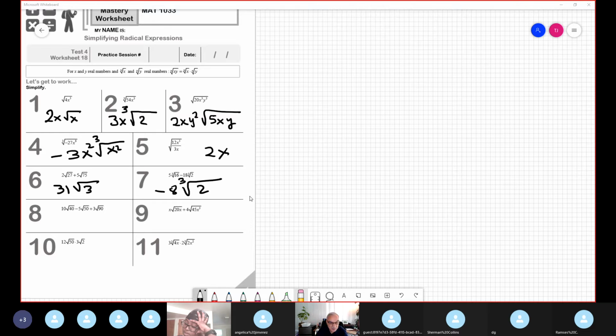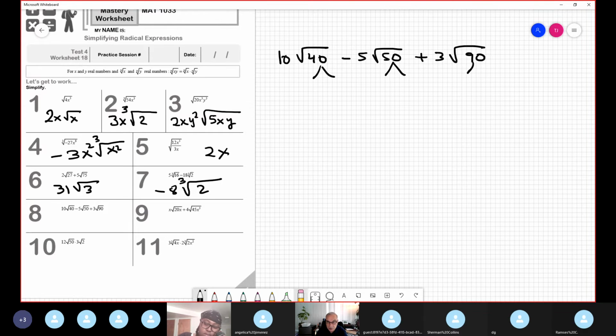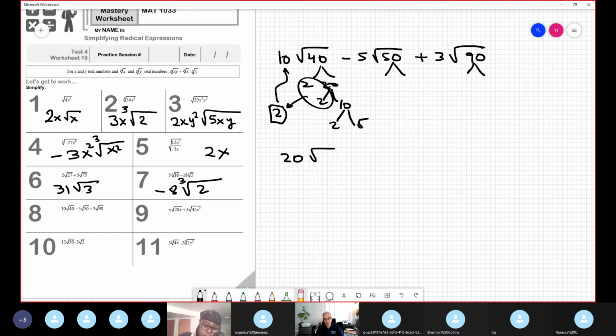Okay, let's do it. Number 8 is 10 square root of 40, easy, I like it, minus 5 square root of 50, plus 3 square root of 90. You take the number inside and break it down. Factorization: 40 is 2 times 20, 2 times 10, 2 times 5. Pairs, because it's a square root. One pair of 2s represents one 2, and this 2 times 10 is 20. 20 what? Square root, and the numbers left without a pair are 2 and 5, which together make 10.